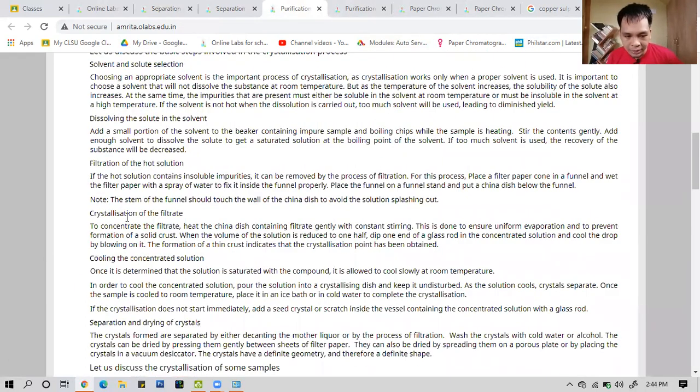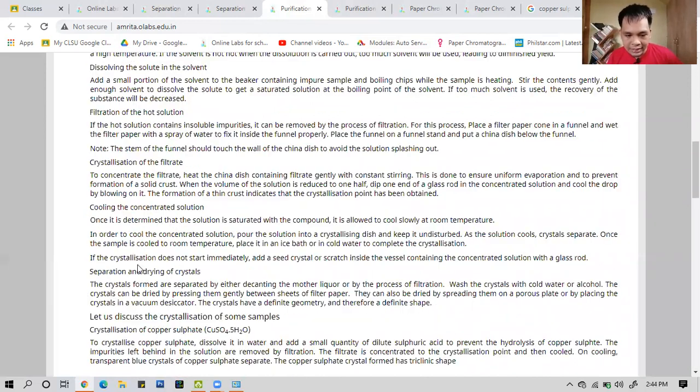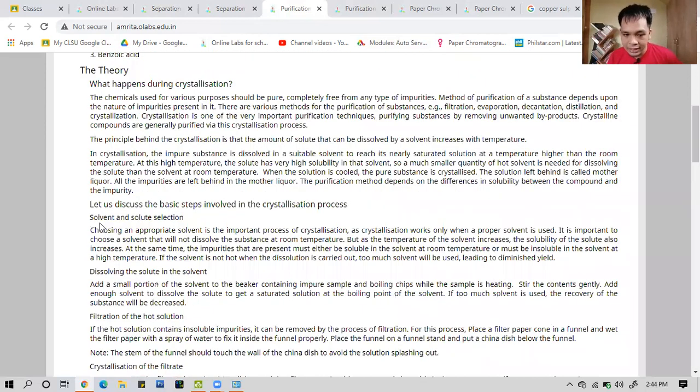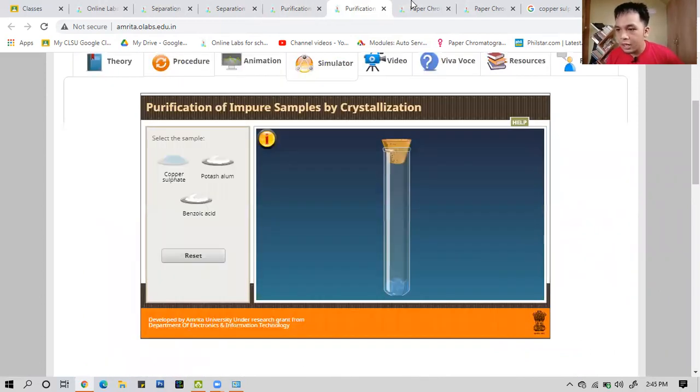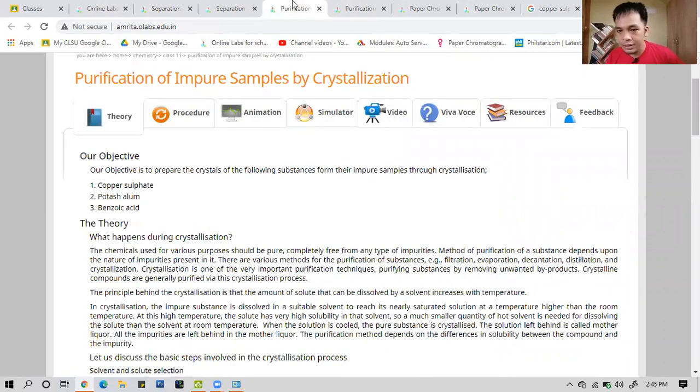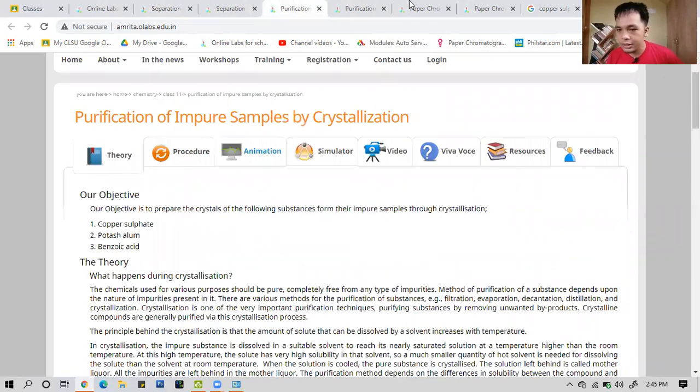So ito yung mga process niya. Ang pinaka-crucial dito, guys, is the selection of solvent. Proper solvent must be selected para ma-employ natin yung solubilities ng ating substance na i-crystallize. Okay, now we're done with distillation and crystallization, copper sulfate.